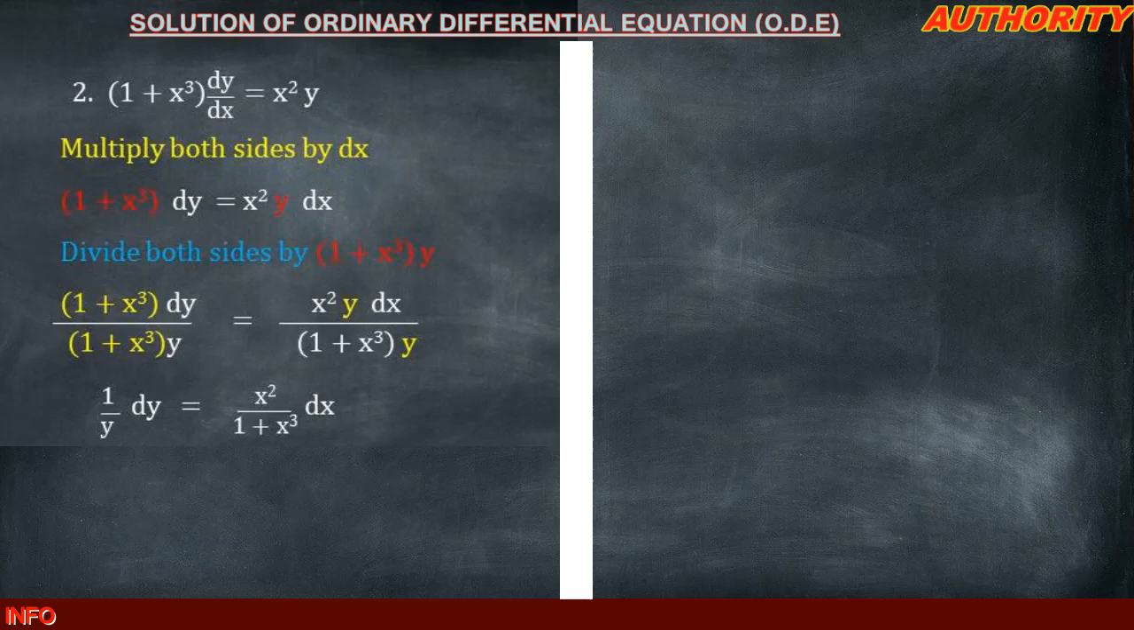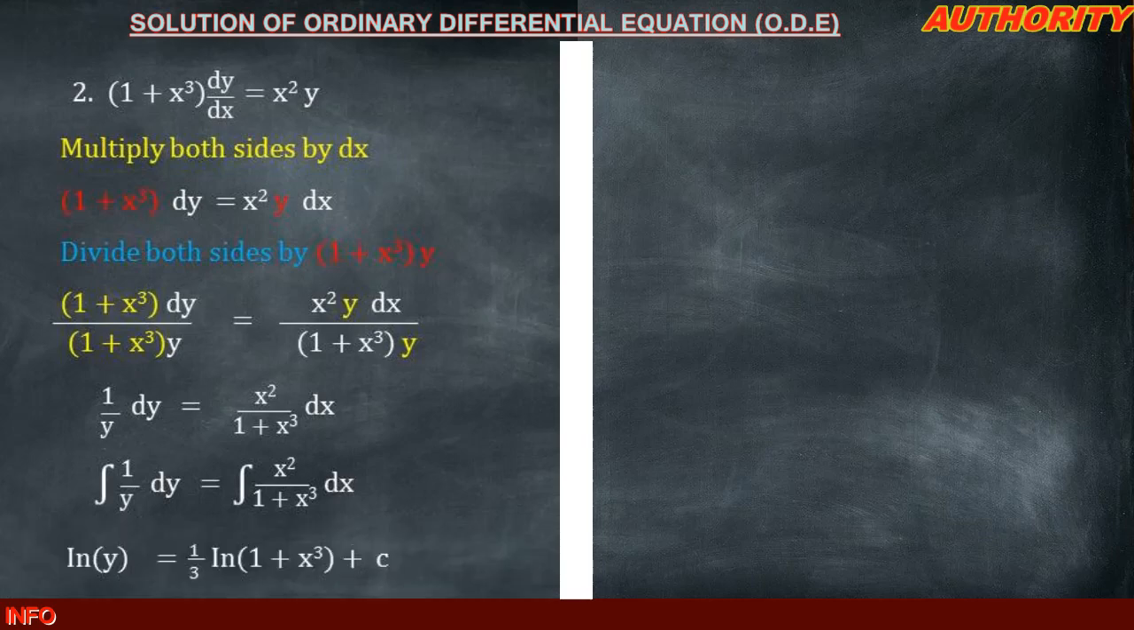The next thing we do is integrate both sides, with respect to y and with respect to x. So we have the integral of 1 over y dy equal to the integral of x squared over 1 plus x cubed dx. When we integrate 1 over y with respect to y, it gives us ln y. On the right-hand side, integrating x squared over 1 plus x cubed with respect to x gives us 1 over 3 ln of (1 plus x cubed) plus c.